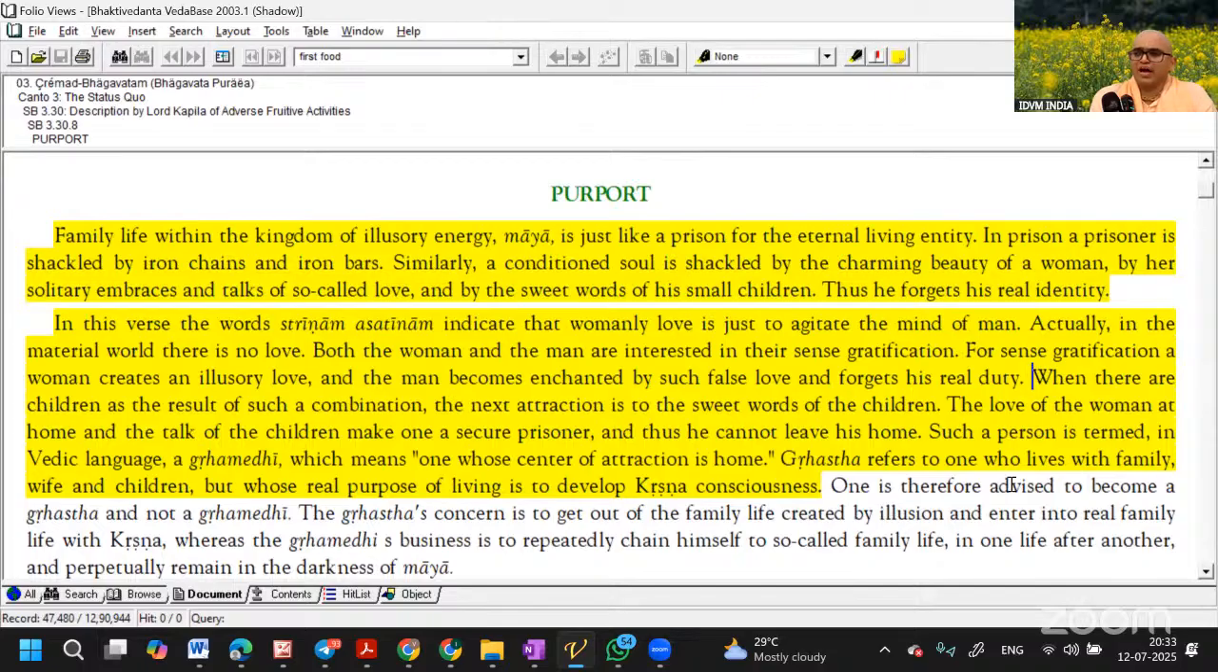One is therefore advised to become a grahastha and not a grihamedhi. A grahastha's concern is to get out of family life created by illusion and enter into the real family with Krishna. This is the goal of grahastha. That's the way partners have to help each other. If one is going more towards sense gratification, the other should help him. Hey, why are you going for sense gratification? I don't need that. You don't need that. You should not do that. This is the purpose of having the partner.